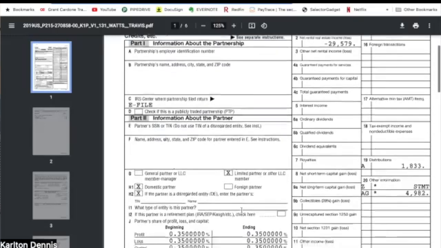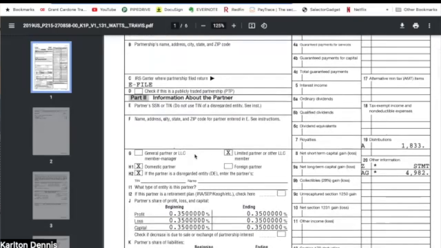Okay. Now, as you can see, this is a limited liability partnership. So the checkbox in part G is checked for limited partner or other LLC member. So this is an LLC managed partnership. And this is completely fine because most taxpayers will go into a partnership just as an individual.